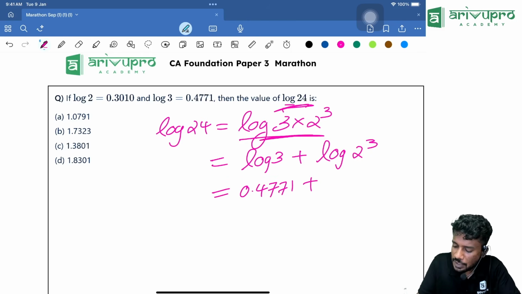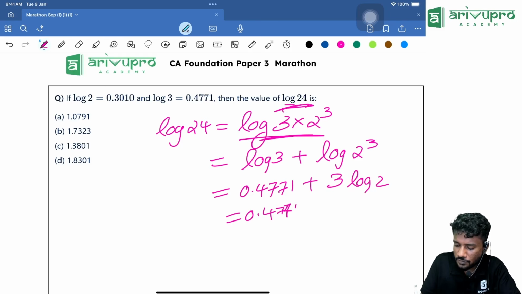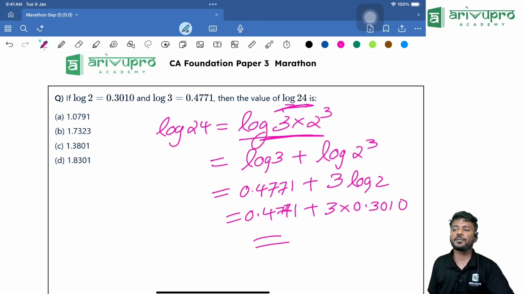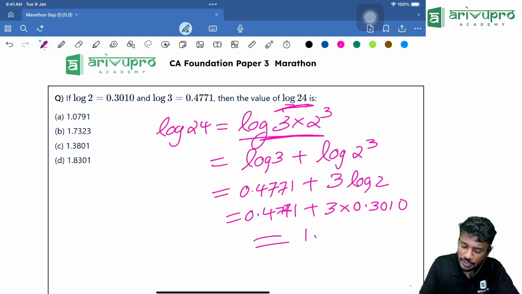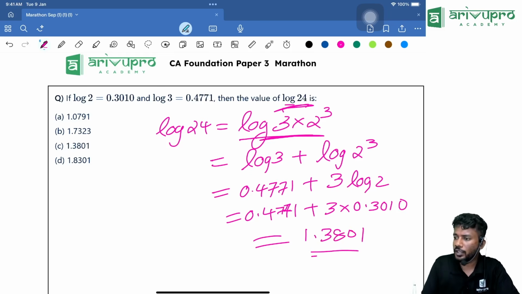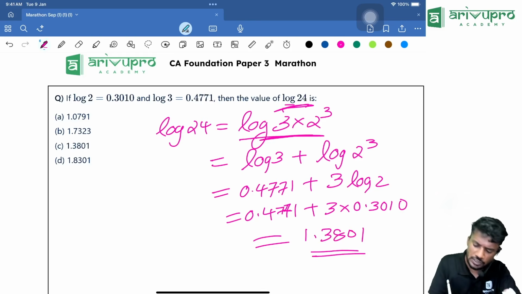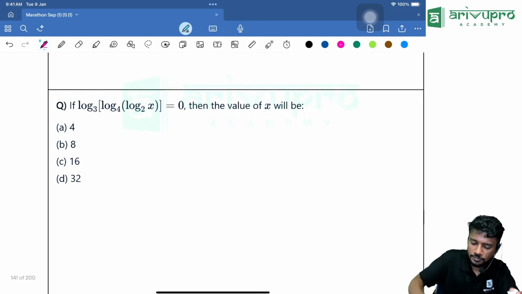0.4771 plus. Can I write it as 3 log 2? Yes. Get me the answer. 0.4771 plus 3 into how much? 0.3010. How much is the answer? 1.3801. Everyone got the same answer? Yes. Next one.